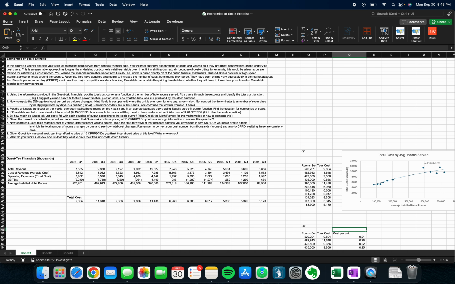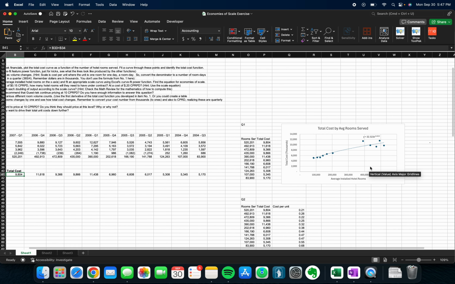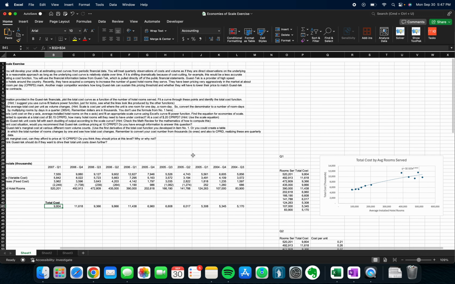The first question asks, using the information provided, plot the total cost curve as a function of the total number of hotel rooms served. So immediately what I did was I created a total cost right here, which basically just adds the variable costs and the fixed costs for each quarter. Then we bring that information over here along with the average rooms serviced in that quarter, and we plot that into a scatter plot, which gives us this function, which is a total cost function.